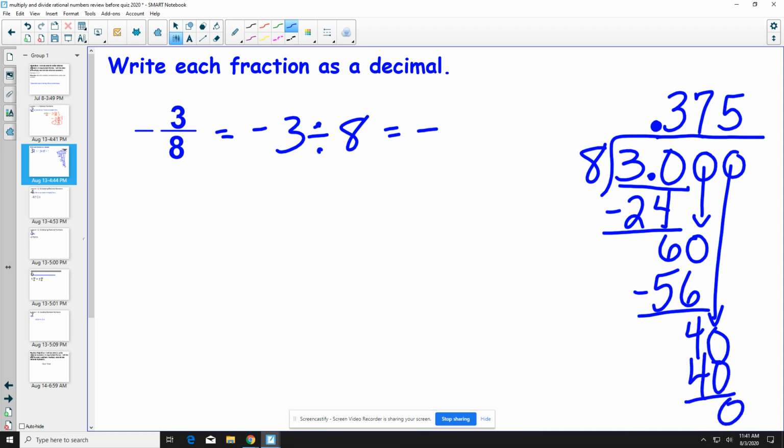So then it eventually ends. So this would be -0.375.